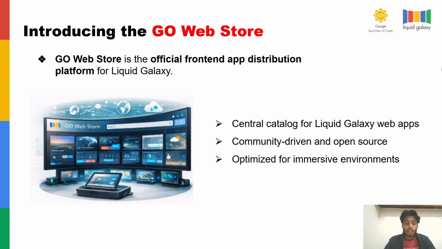Now that we understand why Liquid Galaxy needs a front-end ecosystem, let's talk about one of the most important components of that ecosystem. That is the Go Web Store. The Go Web Store is the official front-end app distribution platform for Liquid Galaxy. In very simple words, you can think of it as an app store. But instead of mobile apps, it is designed for Liquid Galaxy web applications. Its main goal is to solve a very practical problem. How do we distribute, discover, and manage front-end applications in a clean and scalable way?